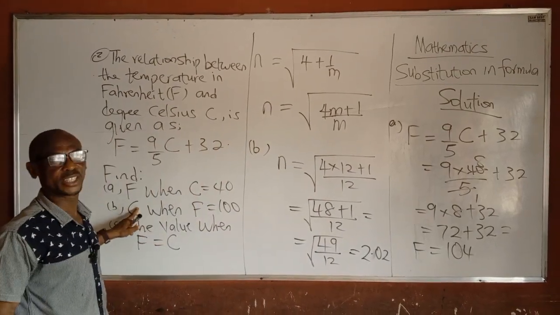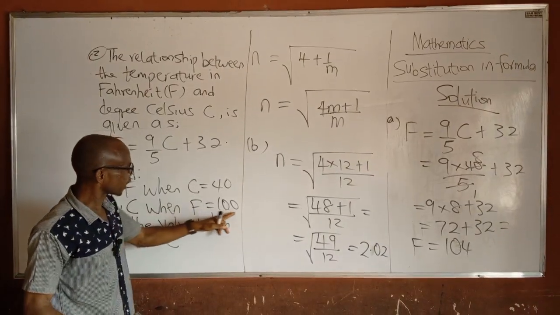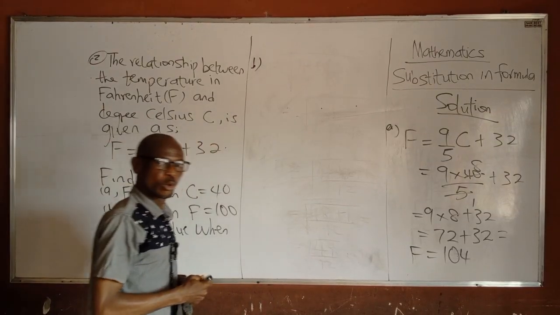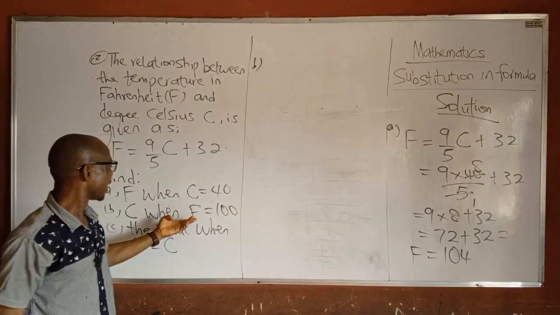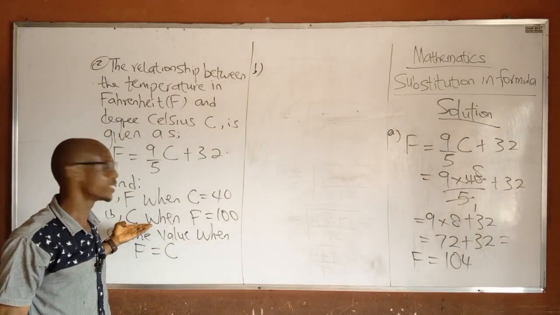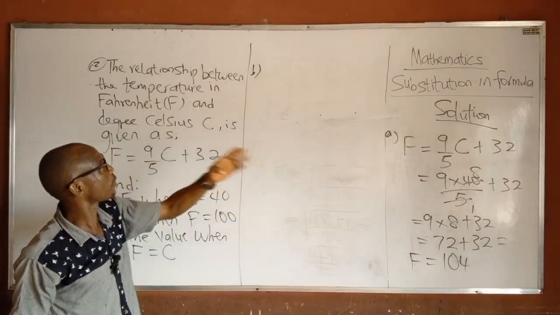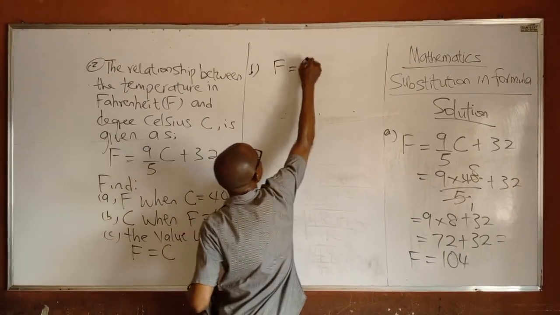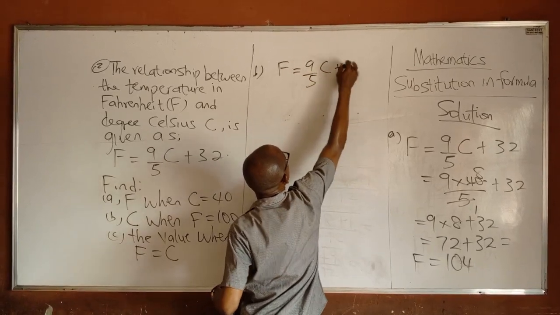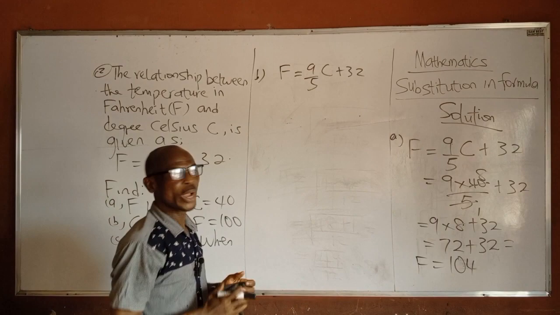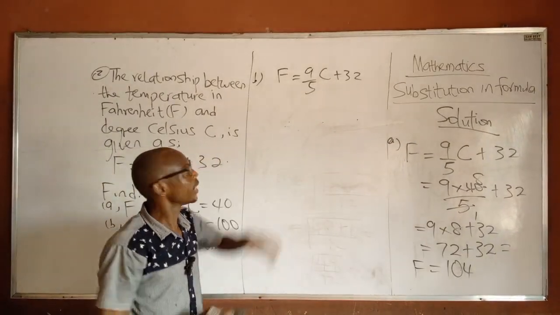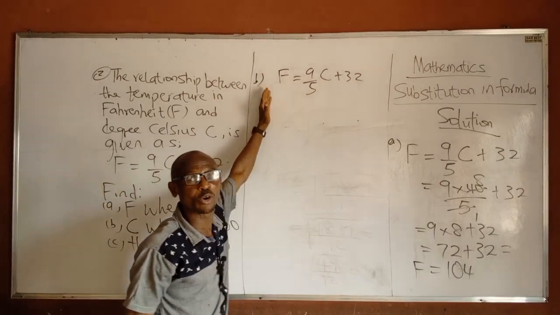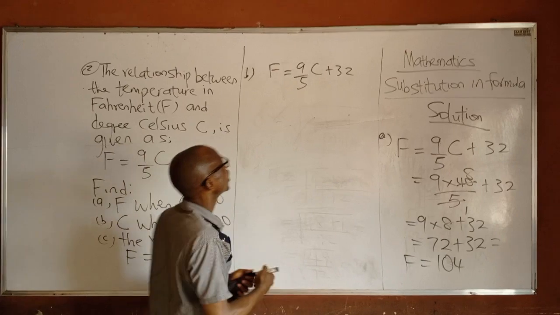The second question says we should find the value of C when F is equal to 100. So what does that mean? In this case, the first thing we should do is make C the subject of our formula. From our formula, F is equal to 9/5 C plus 32. We are going to make C the subject. If we are making C the subject, what happens? 32 will cross to the other side of the equation and it becomes minus.